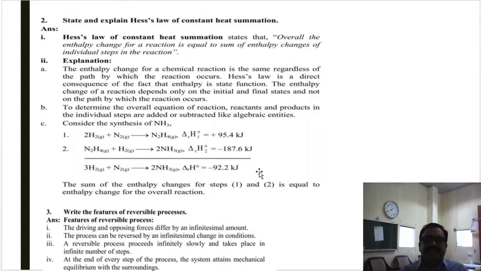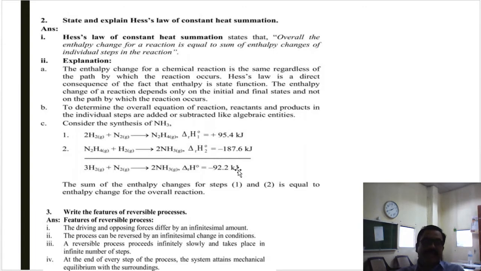For example, explanation: the enthalpy change for a chemical reaction is the same regardless of the path by which the reaction occurs. Hess's law does not consider the path, mechanism or way by which the system changes from one state to another. To determine the overall equation of a reaction, reactants and products in the individual steps are added or subtracted like algebraic steps. When the reaction takes place in more than one step, addition of all these steps gives our final required equation.